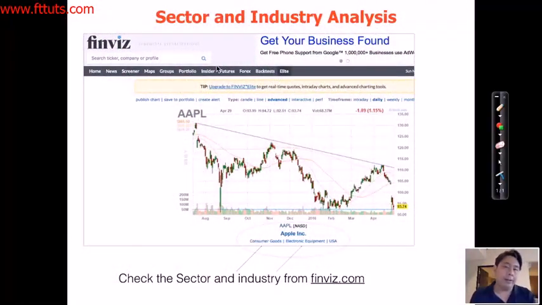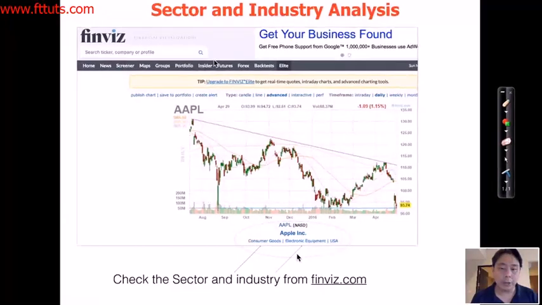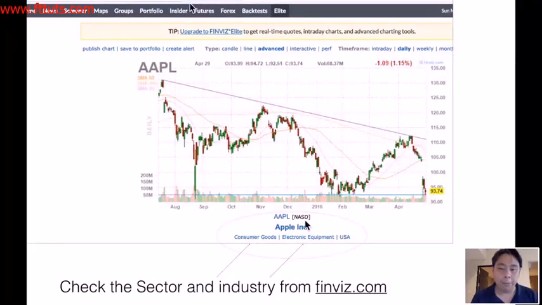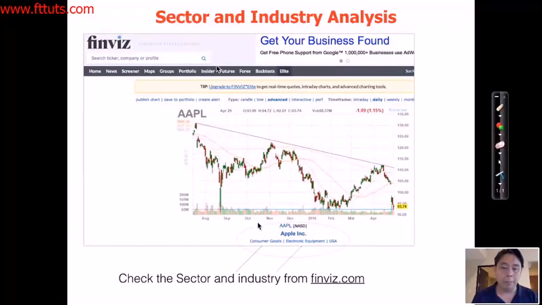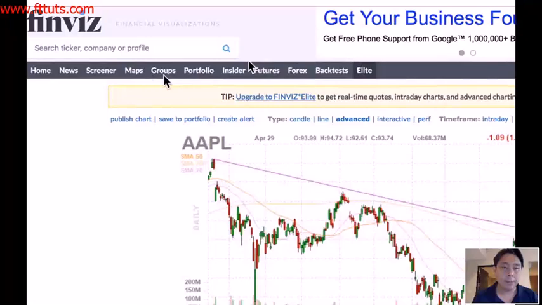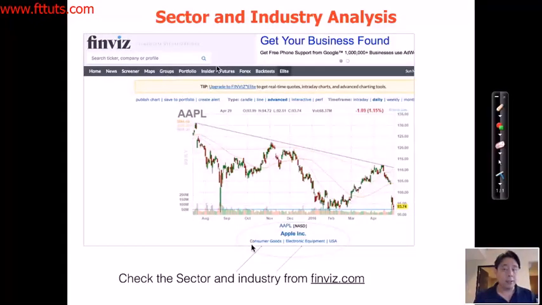So how do you find the sector and industry which your stock belongs to? Once again, you go to Finviz, and you can key in the stock ticker of any company. In this case, I'm looking at Apple. And over here, you can see on the home page, Apple belongs to the consumer goods sector and the electronic equipment industry. So from there, I will then click on Groups, and I select Sectors and see where consumer goods lies within the sectors. I want to make sure it's among the top 1/3 of sectors before I go long.